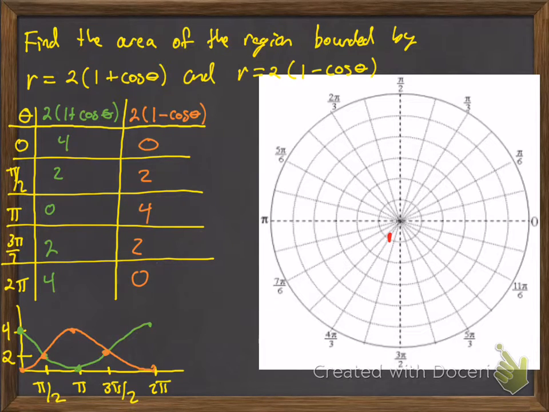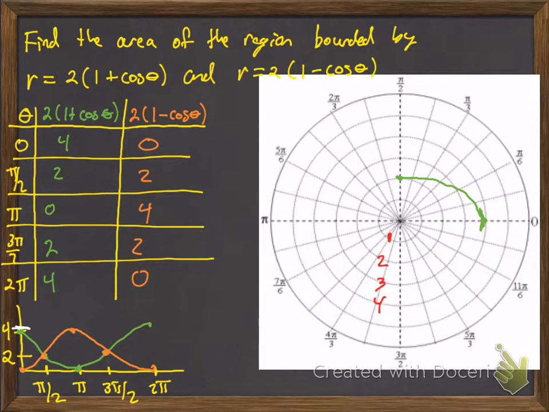The highest we need to go is 4, so probably each ring represents 1. So we'll go 1, 2, 3, 4. And we'll start by graphing green. At 0, we're going to be all the way out at 4. And then at pi over 2, we shrink down to 2. Now this thing has a horizontal tangent here, so we're going to have a certain amount of flatness here. And we'll try to sketch that like so.